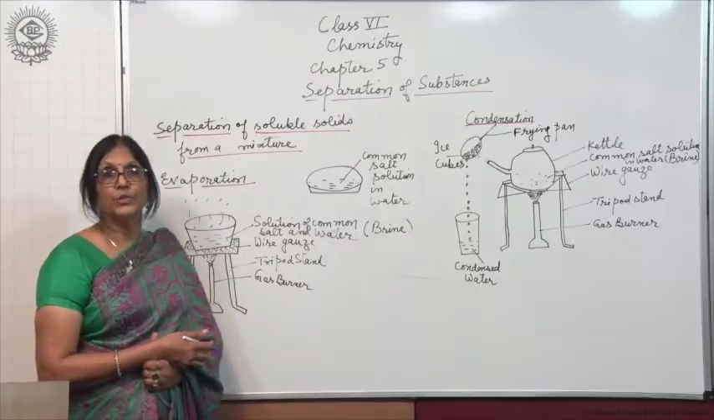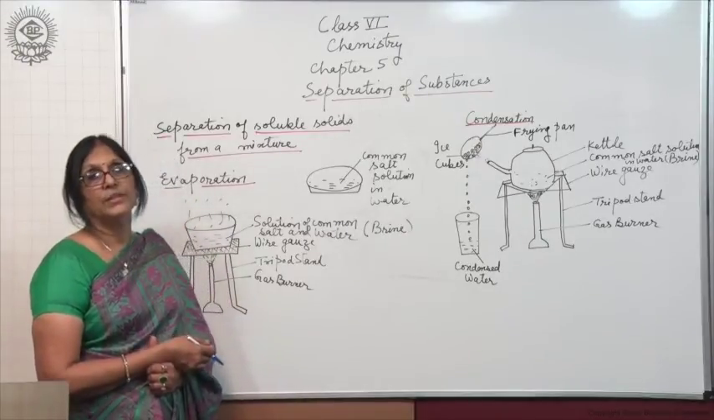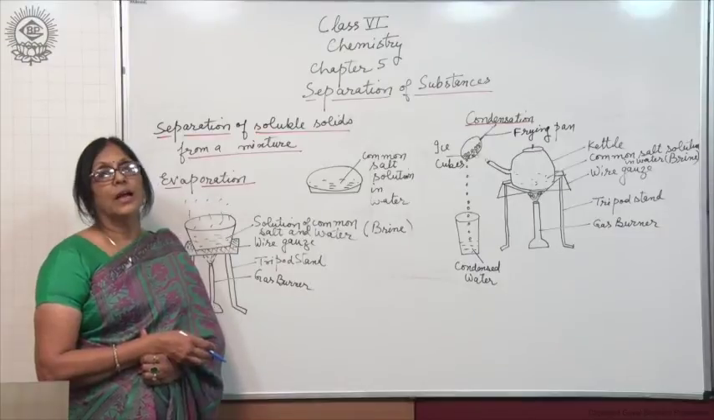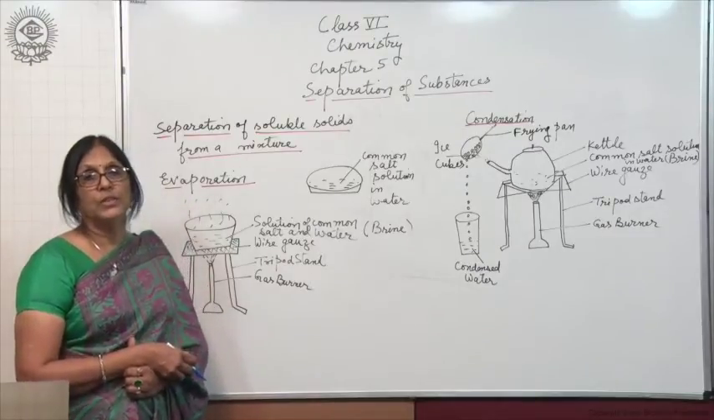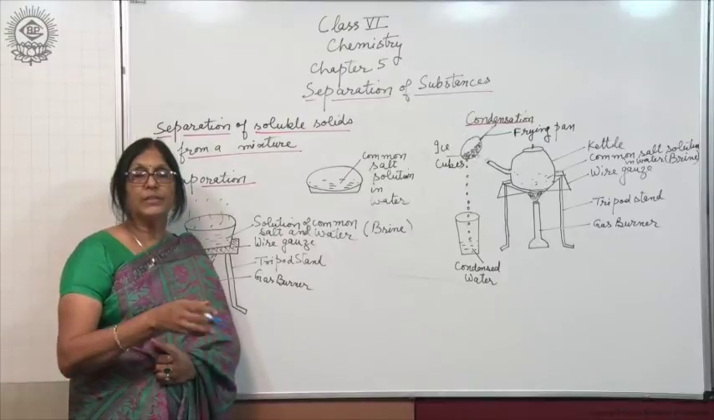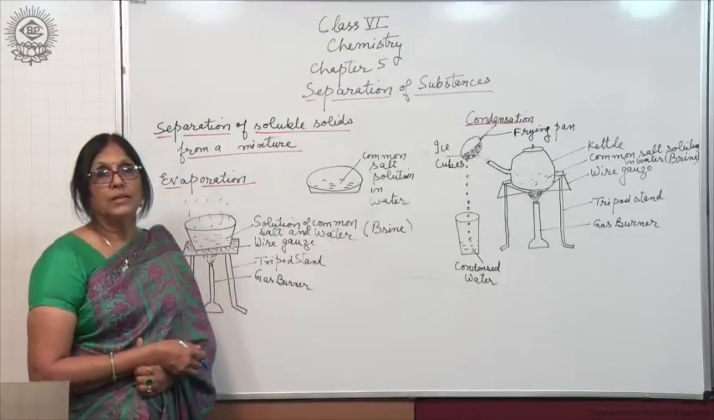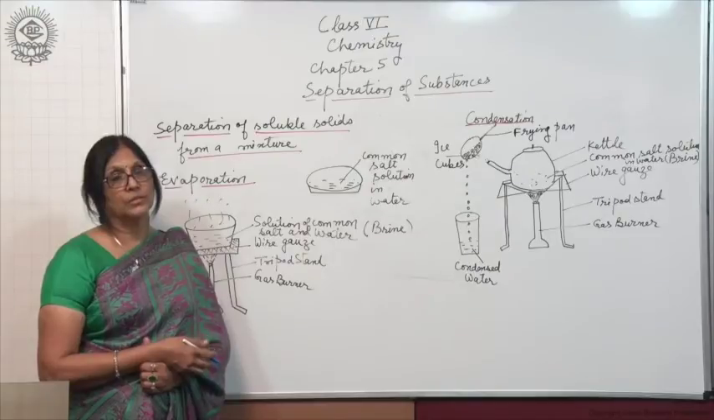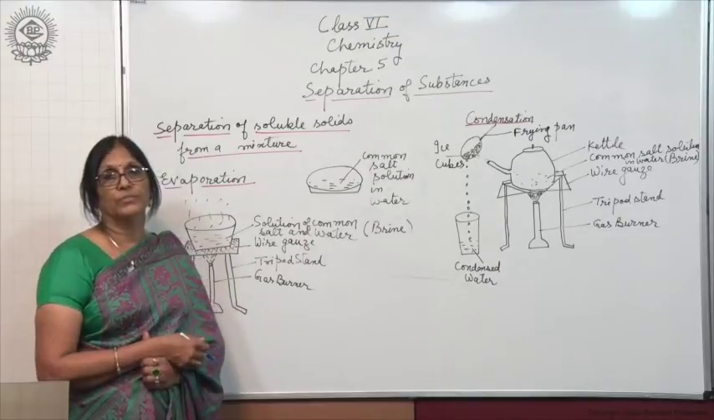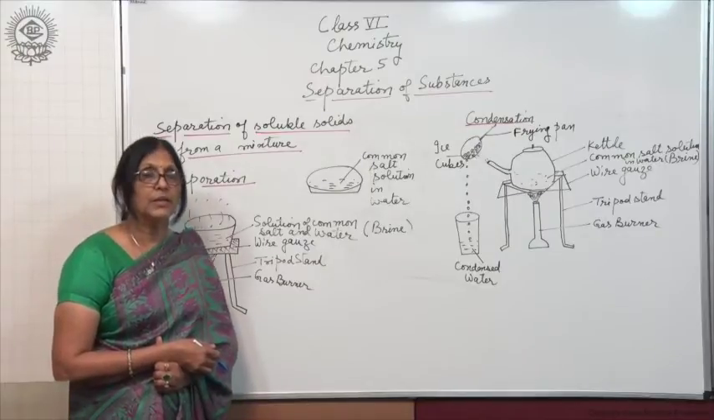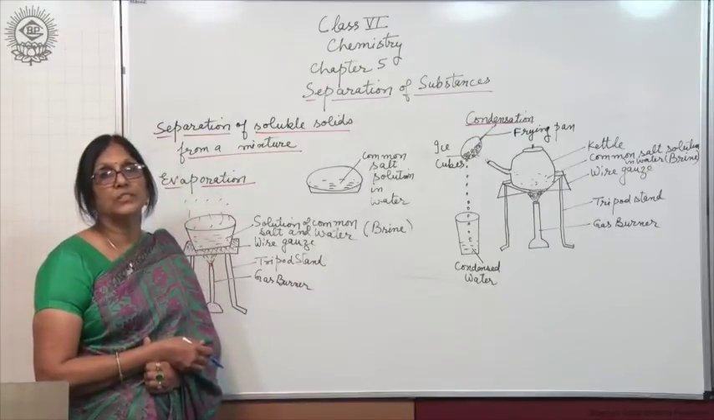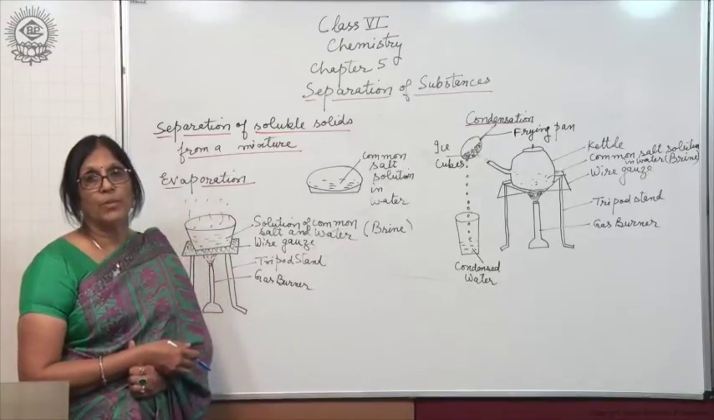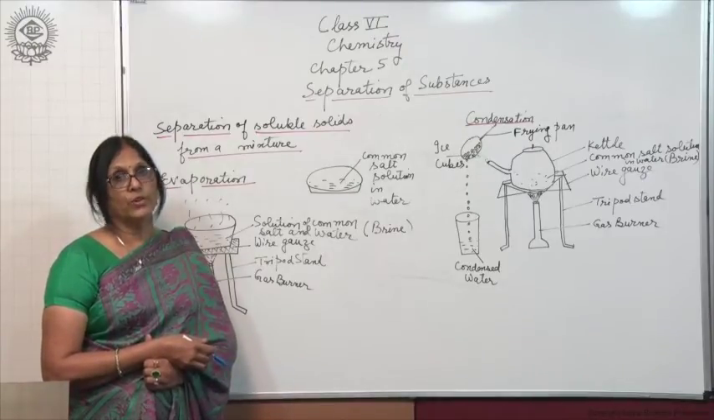Then it is sent to the factory, where it is purified. It is dissolved in water and heated to dissolve the salts in it, and then it is filtered. The hot solution is filtered, and after filtering, because all the impurities are left behind, this hot solution is allowed to cool, and then common salt crystallizes. It separates from water, and this process of separating a soluble solid from the liquid is known as crystallization. So crystals of common salt separate, and this process is called crystallization. By this, common salt in pure form is obtained from sea water.